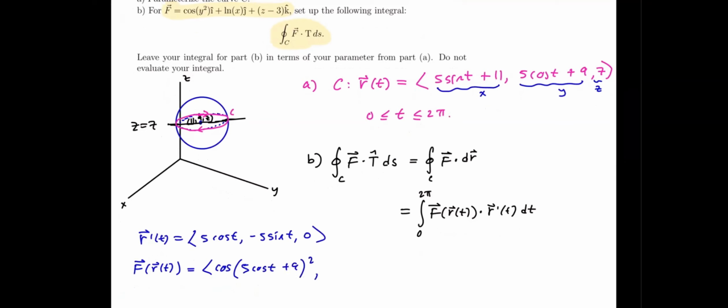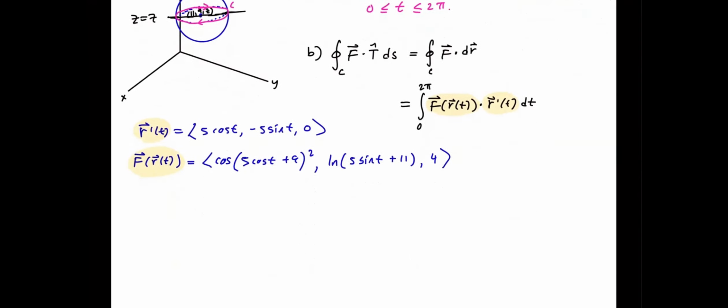because that's what f told us to do. The second component is ln of x. Our x is 5 sine t plus 11. And the z component, we're going to have a z that's 7 minus 3, so that would give us 4. All right, so that's what we're going to substitute. So this will be our representation for f of r of t. We're going to plug that right here, and our r prime of t, we're going to plug that right here. And we have the integral set up.